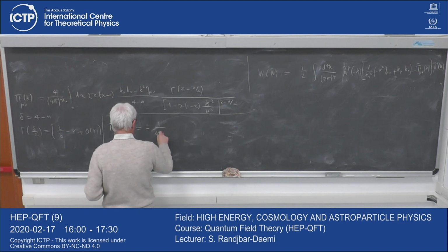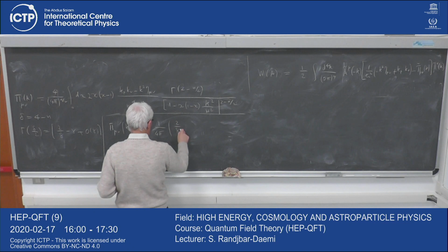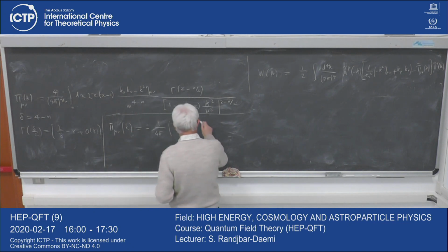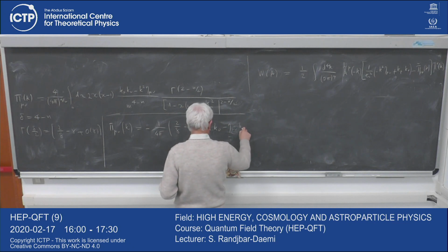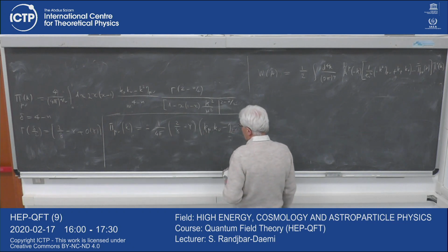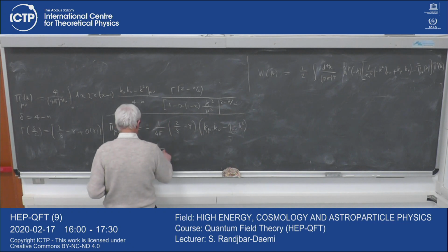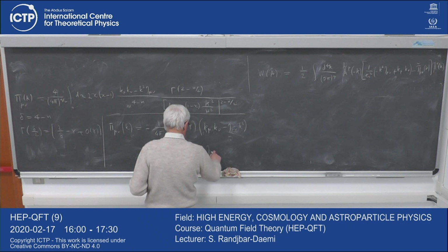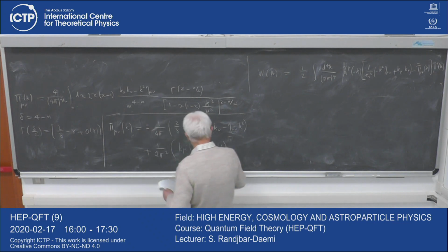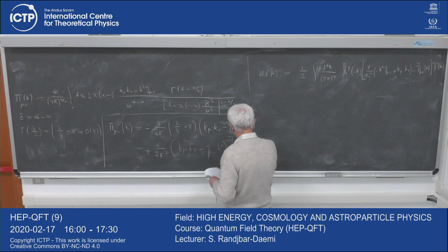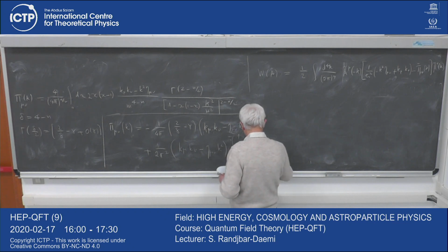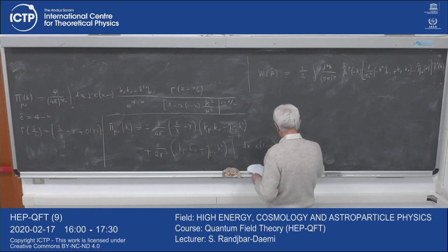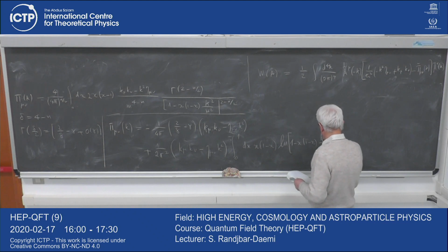So there will be minus 1 over 4 pi squared, 2 over delta minus gamma, times k mu k nu minus eta mu nu k squared, plus 1 over 2 pi to the power 2, k mu k nu minus eta mu nu k to the power 2, times the integral from 0 to 1 dx x times 1 minus x, logarithm of 1 minus x times 1 minus x k to the power 2 divided by m squared.